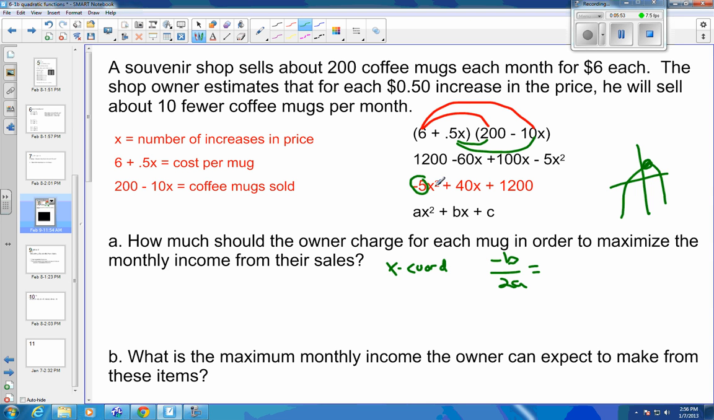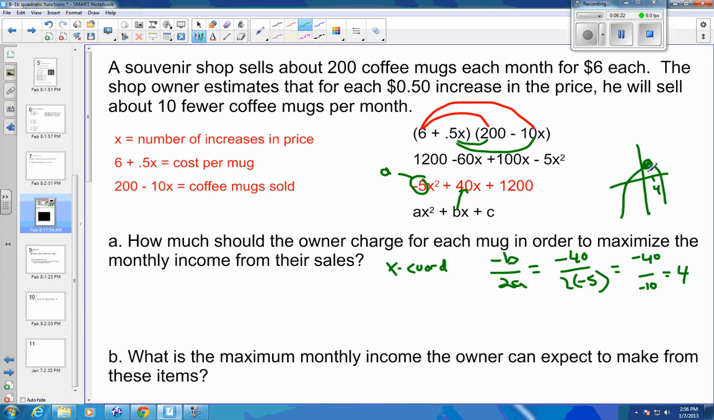Okay, so let's look up here. This is a, right? That's b. So negative b would be a negative 40 over 2a. So that would be 2, and a is a negative 5. So if we multiply that out, that's going to be a negative 40 over a negative 10, which reduces to a positive 4. So our x-coordinate is going to be at 4, right there.